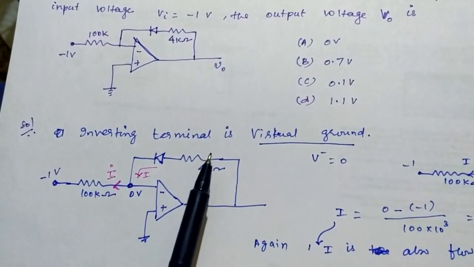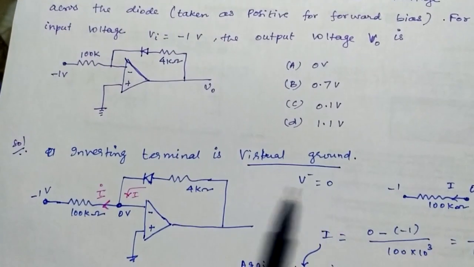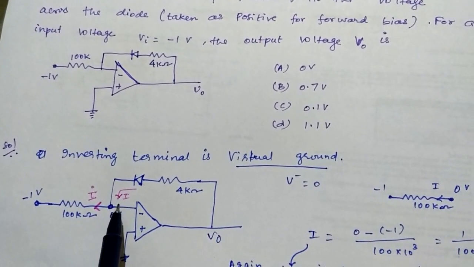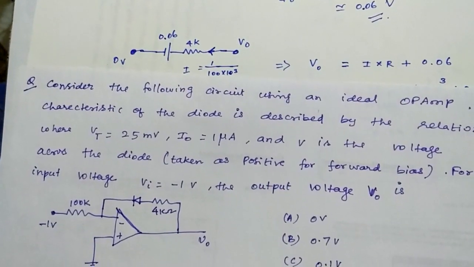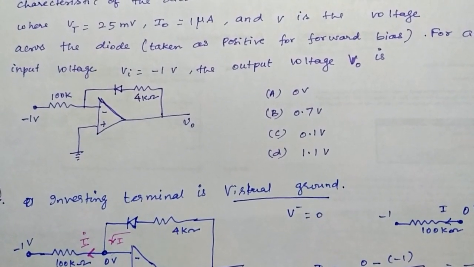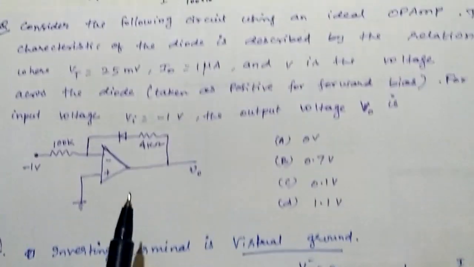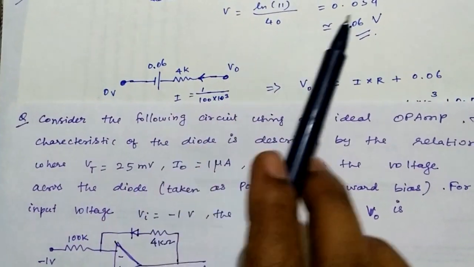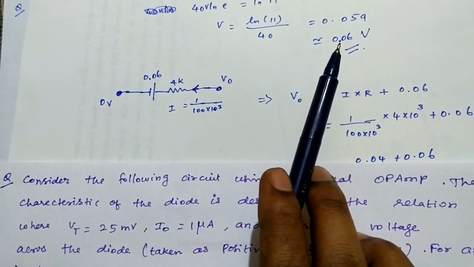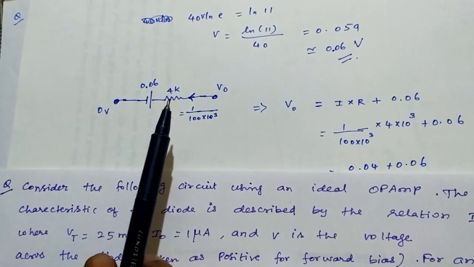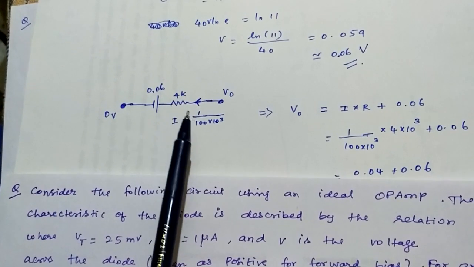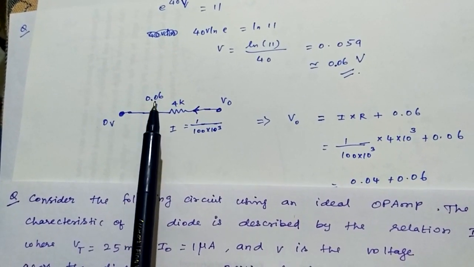Again back to the circuit diagram. In this area we have the diode, the resistor, and here the output voltage, and on this side we have the zero potential. So that area alone we redraw like this: diode, resistor, output voltage, and zero potential. The diode voltage we have calculated as 0.06 volt, and the resistor is 4 kilo ohm. The output voltage is nothing but the drop in this resistor plus this voltage.